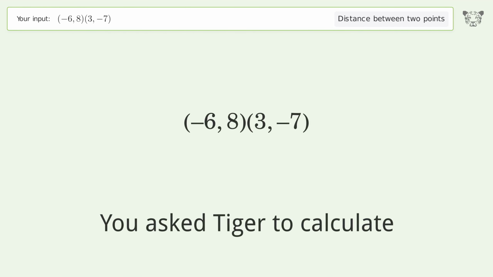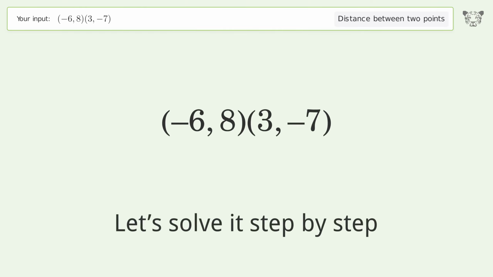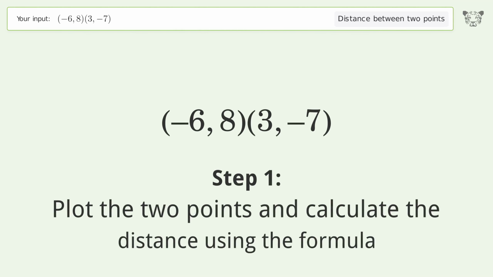You ask Tiger to calculate. This deals with the distance between 2 points. The distance between the 2 points is the square root of 306, or 17.493. Let's solve it step by step. Plot the 2 points and calculate the distance using the formula.